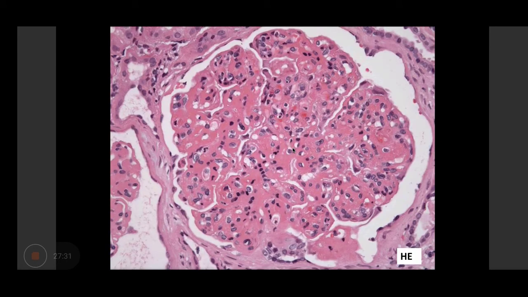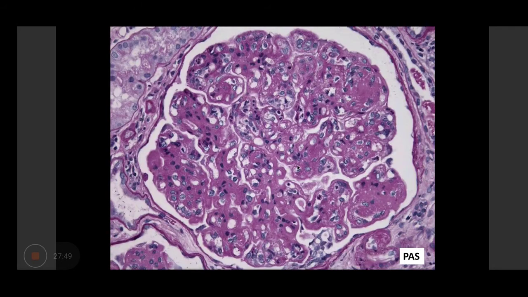This is a high power view of a glomerulus showing features of MPGN. Again, this is very large. You can see the lobules, a lot of increase in mesangial matrix and cellularity. Focally, you have endocapillary proliferation and infiltration by some neutrophils.